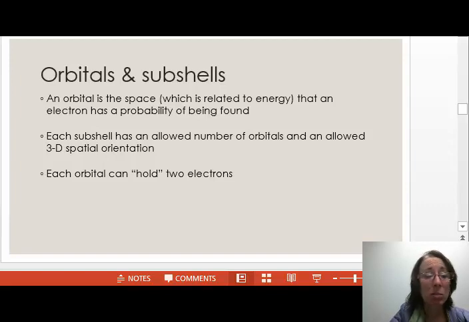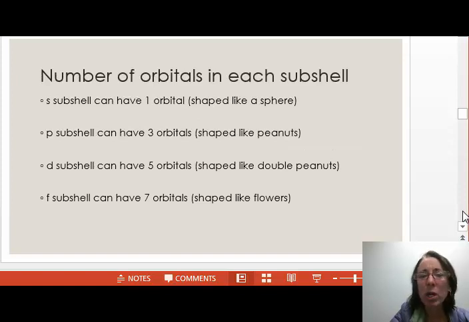Each orbital can accommodate up to 2 electrons. Let's review the allowed number of orbitals in each subshell. The S subshell always has 1 orbital. This orbital looks like a sphere. P subshells always have 3 orbitals. These orbitals look like peanuts.